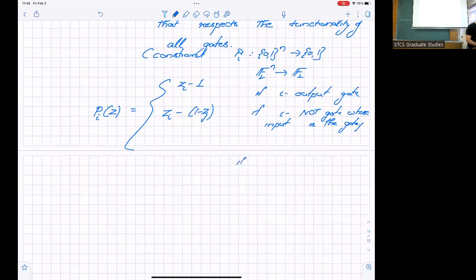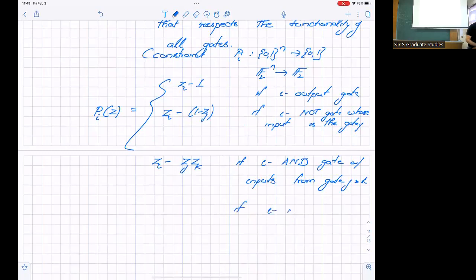If I is an AND gate with inputs from gate J and K, what are you going to check? You're going to check Zi minus Zj Zk is 0. And finally, if I is an input gate, I don't need to check anything, therefore that constraint is just the 0 constraint.